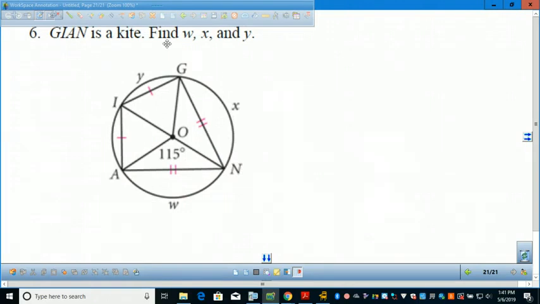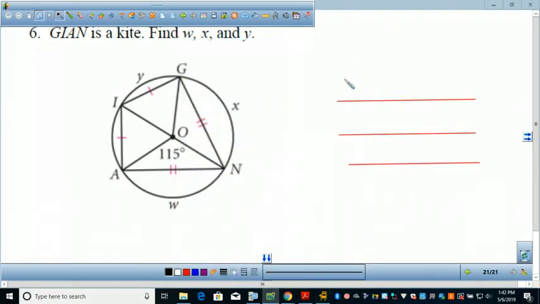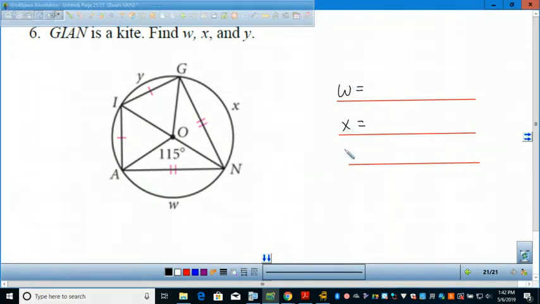I'll give you some time to work on it. You need to find W, X, and Y. All right, what did you give for W? W is 115. It matches the central angle. See these tick marks here and here? If the chords match, so do the arcs.